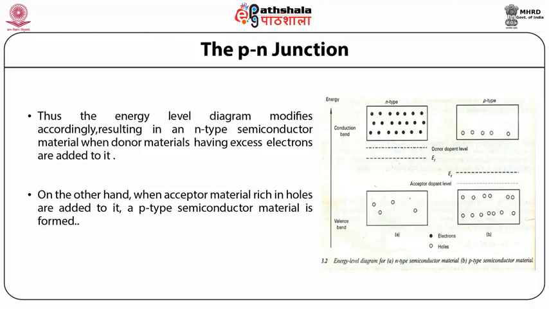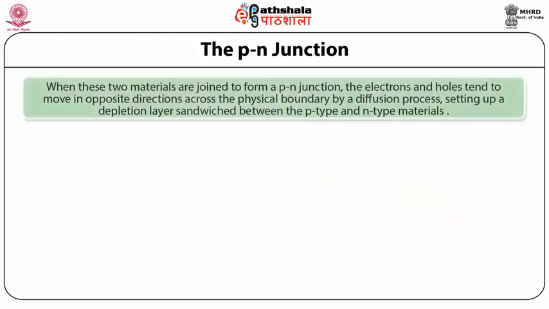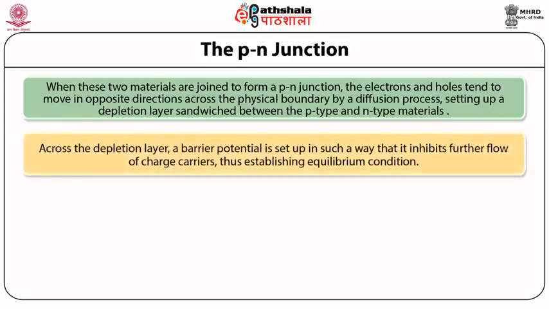When these two materials are joined to form a p-n junction, the electrons and holes tend to move in opposite directions across the physical boundary by a diffusion process, setting up a depletion layer sandwiched between the p-type and n-type materials. Across the depletion layer, a barrier potential is set up in such a way that it inhibits further flow of charge carriers, thus establishing equilibrium condition.